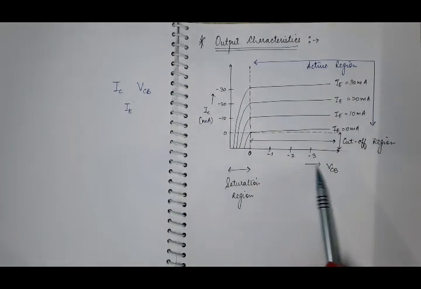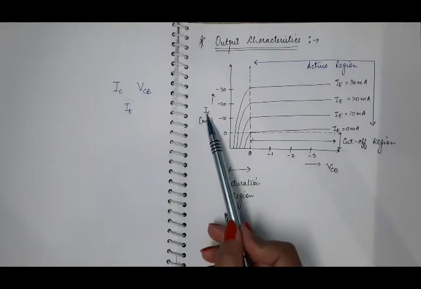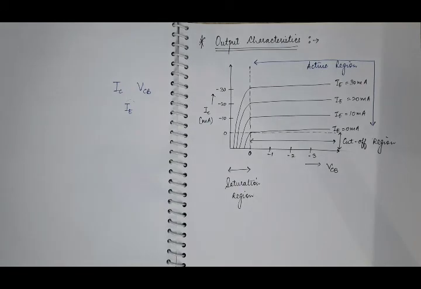And why are we taking this VCB negative? Because this is a reverse bias voltage. And why are we taking this collector current negative? Because this is the current of a reverse biased junction. It means actually it is a reverse current. That is why we are taking it as negative.